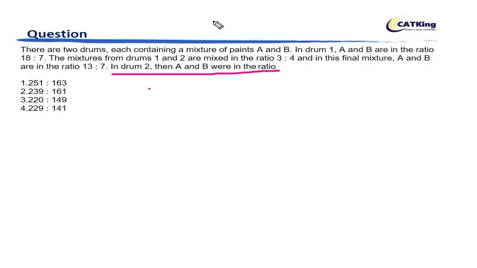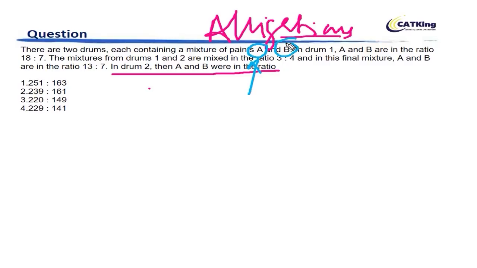Now, what's the concept here? The concept here is alligations. I hope you've studied alligations. If you have not, please study it. If you seem to be forgetting it, please revise it. Alligations is pretty straightforward. We can use it. Now, in case of such a question, you have to concentrate on any one of the paints. You can focus on concentration of A or concentration of B. Either of these can give you the answer.